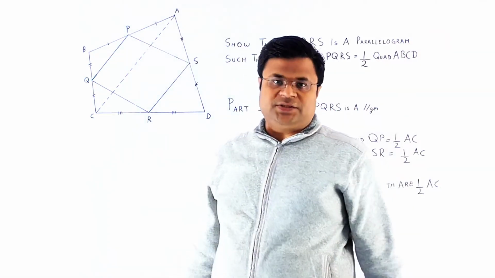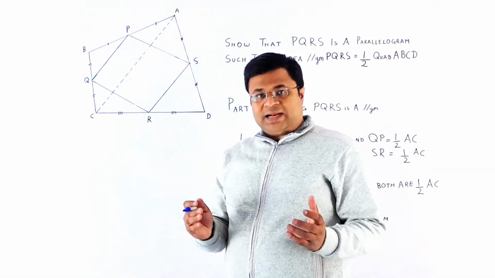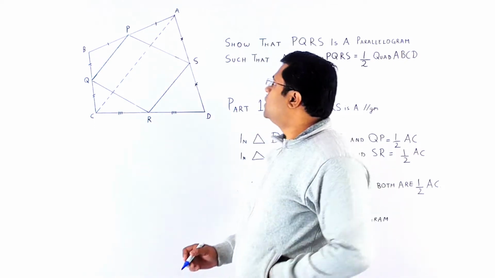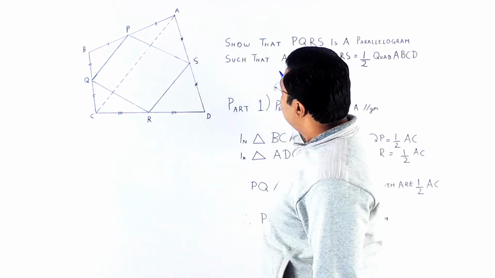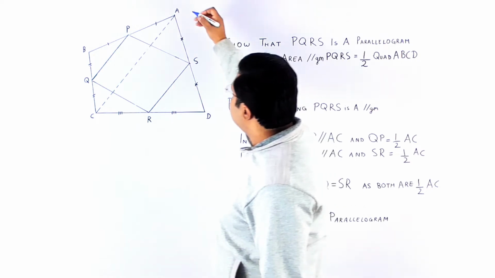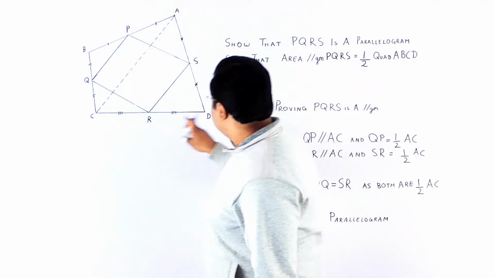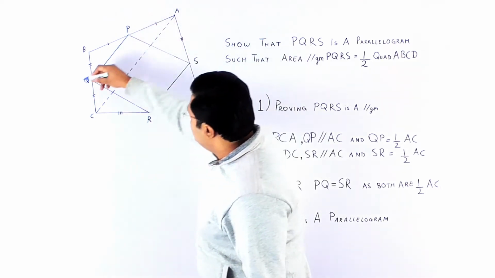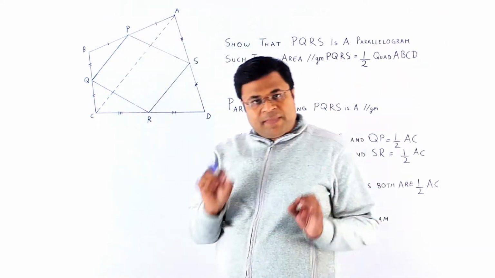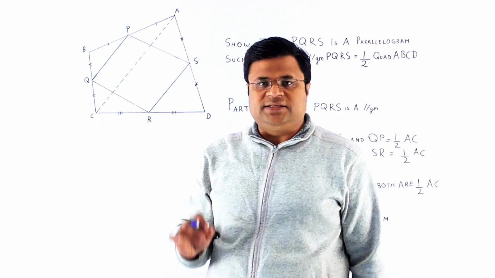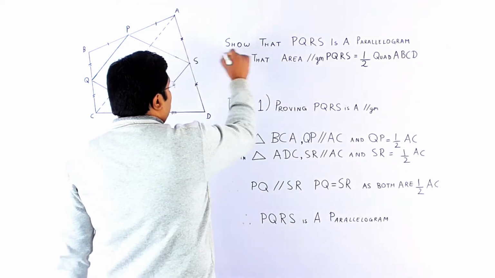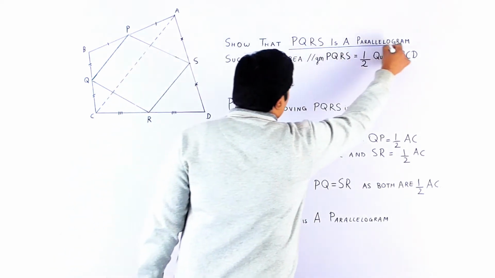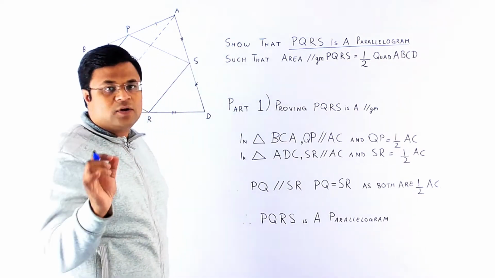Before we start this question, we need to understand what is asked. So here, what is given to us is that ABCD is a general quadrilateral and P, Q, R, S are the midpoints of the respective sides. Show that PQRS is a parallelogram.